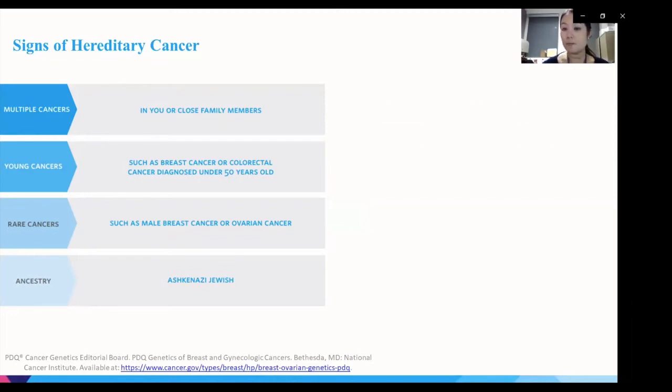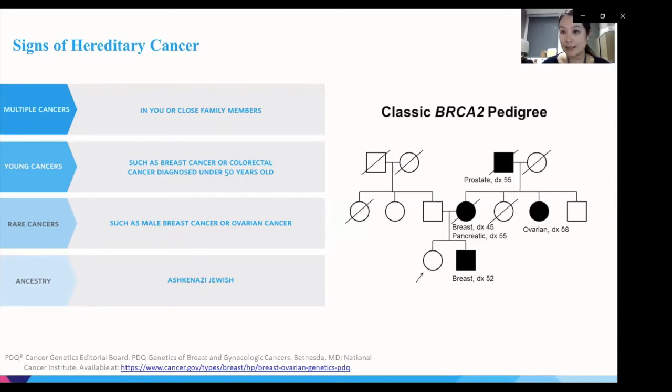So here we see a classic BRCA2 pedigree. This individual right here is our proband. That's what the arrow is pointing to. This is your patient. And we can see that in this whole pedigree we actually see a couple of these signs that I already mentioned to you highlighted.